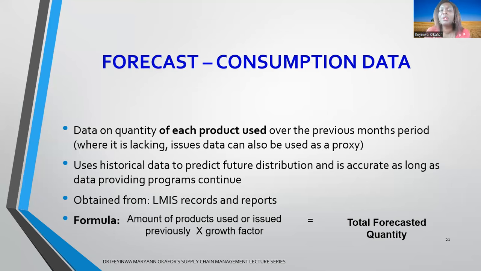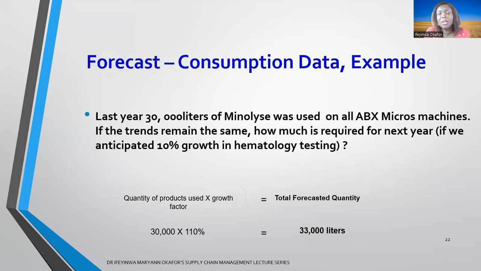For you to use consumption data to forecast, there is a formula that you need to use. The formula is: the amount of product used or issued previously, times the growth factor, gives us the total forecasted quantity. Let us look at an example using consumption data.